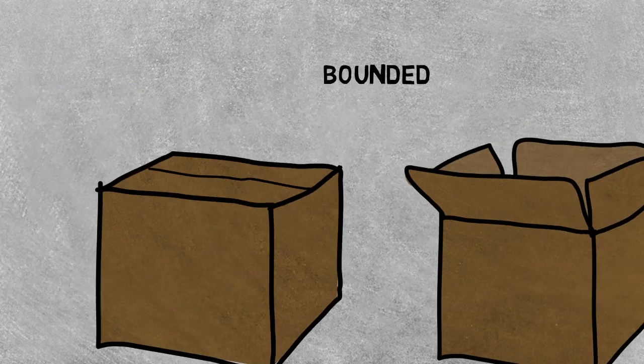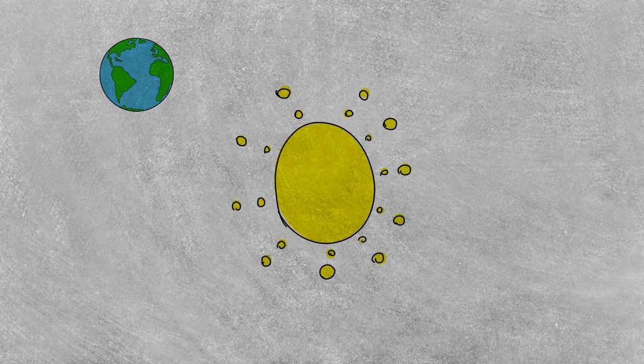Threshold concepts are also bounded in the sense that they usually constitute a complete idea. For example, with the Earth revolving around the Sun, it's impossible to have a complete model of the movement of the two spheres in one's mind in order to grasp the concept.